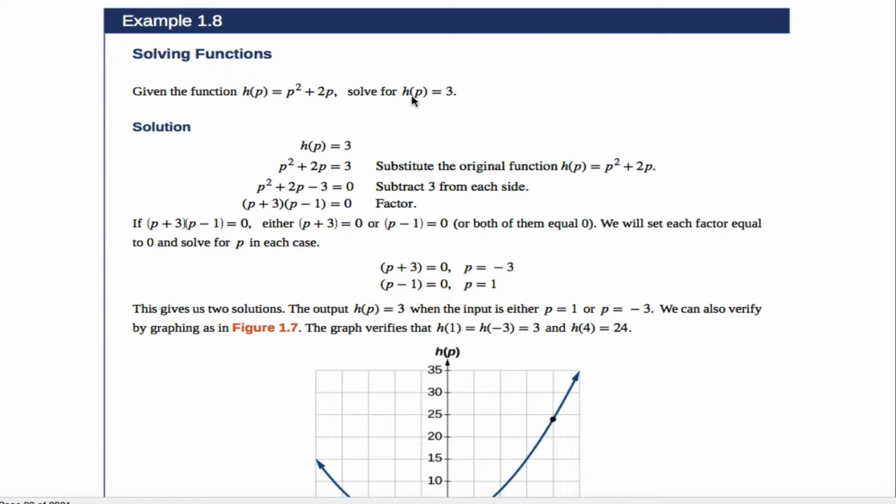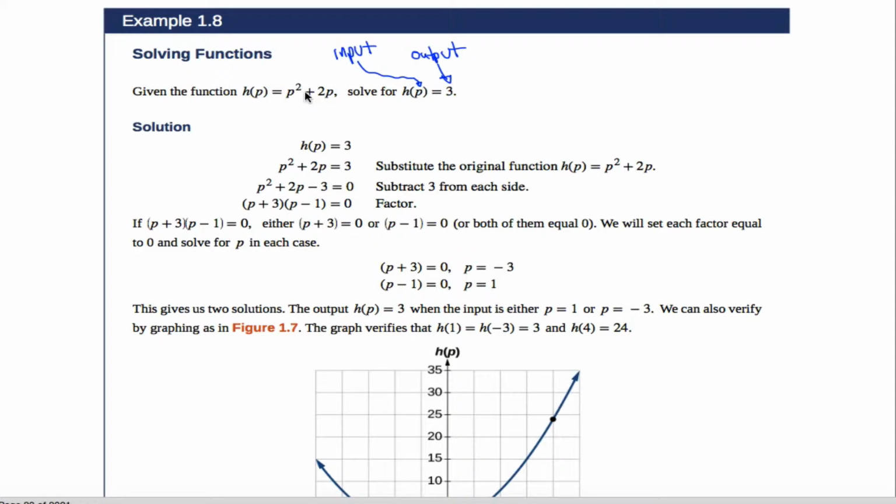Other ways this question could be asked would be find all values of p so that h of p equals 3. The important thing for you to figure out when you see this question is that this 3 right here is the output, not the input. It is not asking you to find h of 3. It's not asking you to evaluate this thing right here. That's not what it's asking you to do. It's asking you to figure out what the input, p, must be to make the output equal to 3.